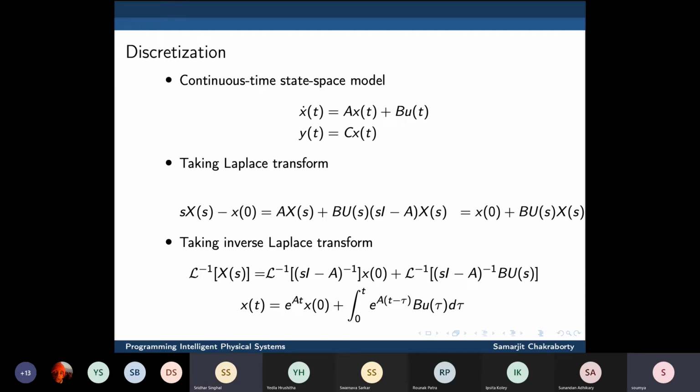Anybody? So e to the power At is independent of tau. e to the power A(t minus tau) has tau. B is free. u(tau) is also a function of tau, and d tau is the differential variable, right? But observe one thing. B is actually outside the integral.